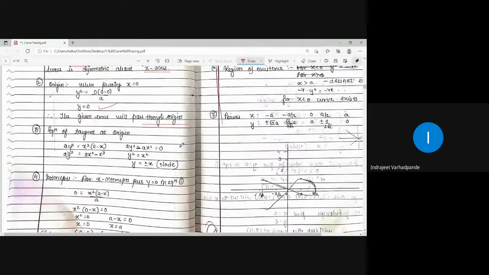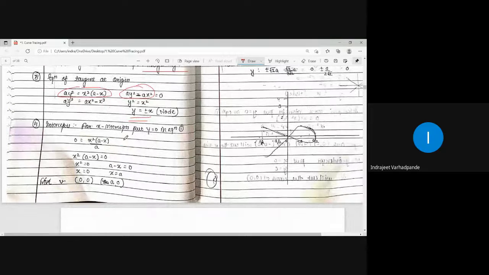How to calculate the equation of the tangent? The equation of the tangent is calculated by opening the bracket, doing the simplification, and then equating the lowest degree term to 0. So what is the lowest degree term over there? It becomes a y square is equal to a x square. So I can write it as a y square minus a x square equal to 0. I am left with y square is equal to x square, so y is equal to plus minus x. Roots are real and unequal, that is real and different, and therefore it is a node.